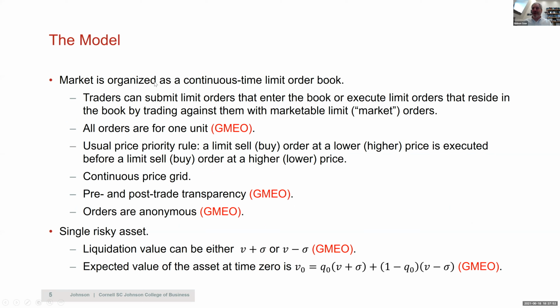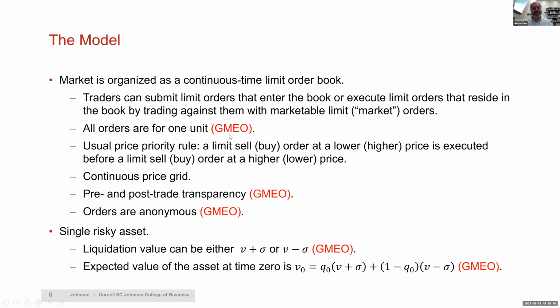So let's set up with the model. The model is organized as a continuous time limit order market, right? Traders can submit limit orders that enter the book, or limit orders that are marketable, we call them marketable orders, that execute immediately. And that's kind of a basket term for market orders or limit orders that are priced aggressively to yield immediate execution. Any order that executes immediately, we just call them marketable. All orders are 1 unit.